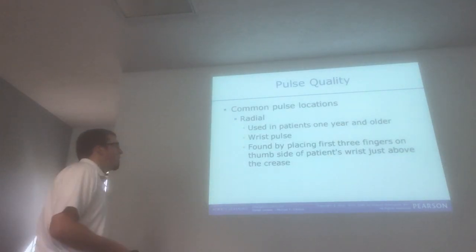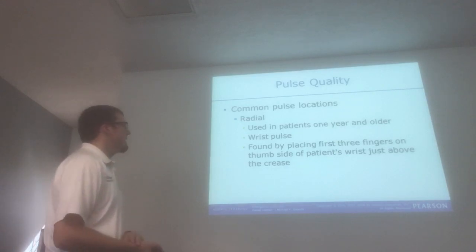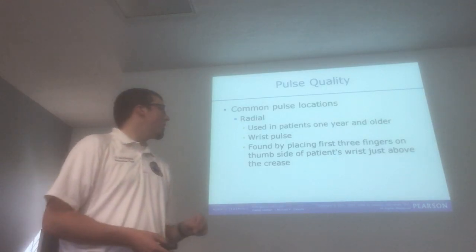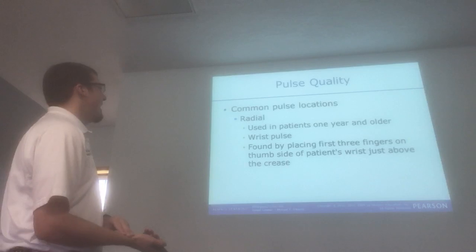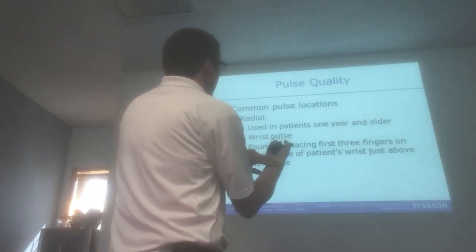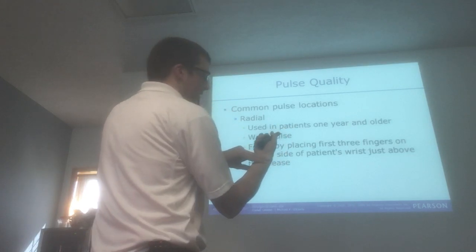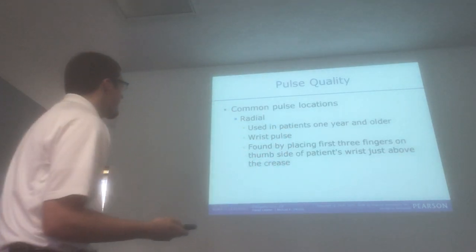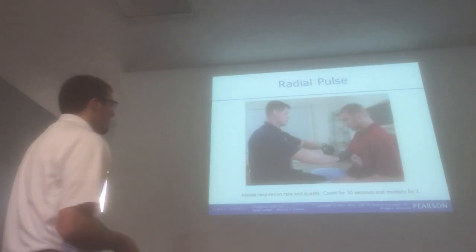The radial, or wrist pulse, is used in patients one year and older. It's found by placing the first three fingers on the thumb side of the patient's wrist, just above the crease. I typically use two, and it's just on the thumb side. And there he is doing that. Good job again.